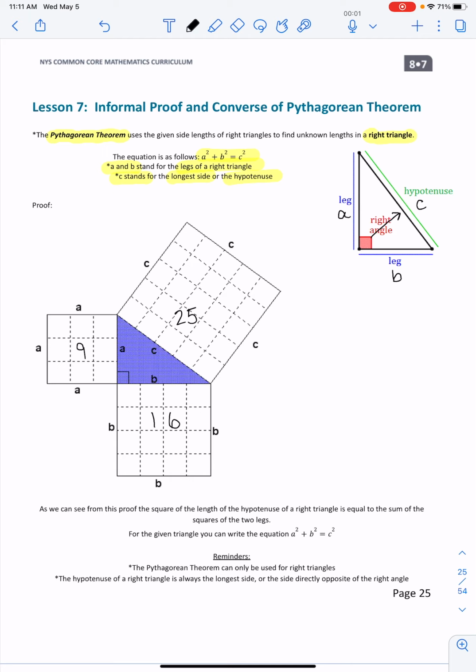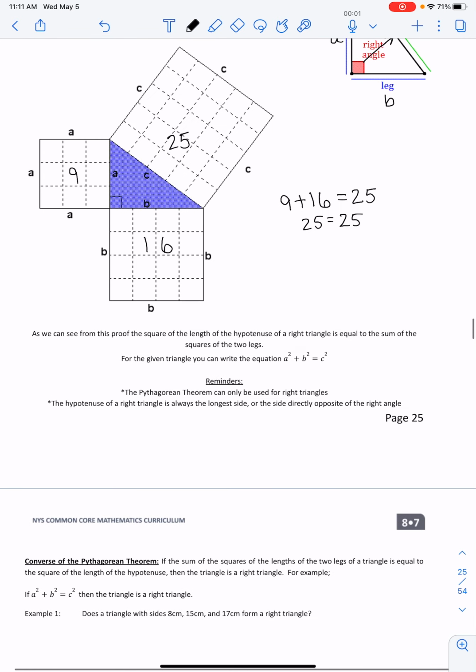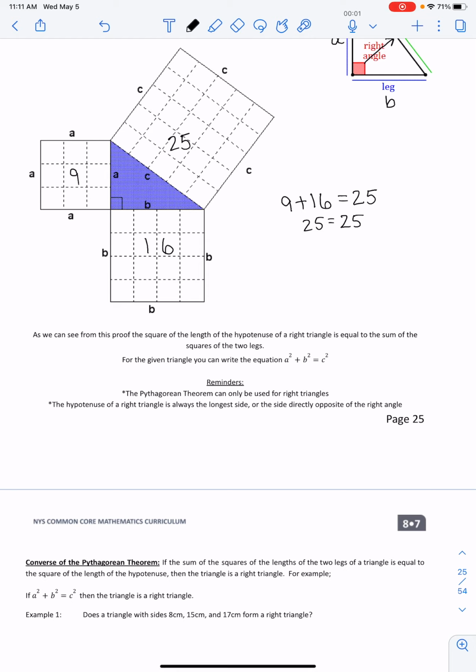So as we can see from the proof, the square of the length of the hypotenuse of the right triangle is equal to the sum of the squares of the two legs. And the way that we know that is we have 9 plus 16, and that equals 25. So when I add these two together, I have 25 equals 25. So for the given triangle, you can write the equation a squared plus b squared equals c squared.